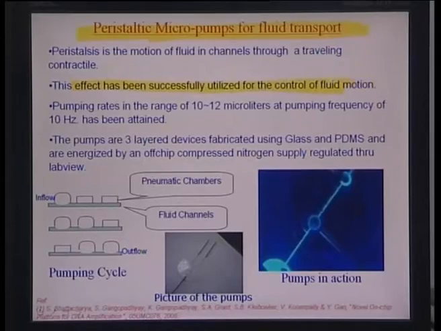It is a traveling contractile. Similar mechanisms take place within the human body, where intestines are used to generate enough motion for pumping bile out of the human system. Okay, so we can use this traveling contractile mode as a continuous process, or we can probably discretize it, which is more suitable for the MEMS architecture. So what we have done here is that this effect has been successfully utilized to control flow of fluid motion, and that has been done by discretizing the peristalsis action in this particular illustration here.